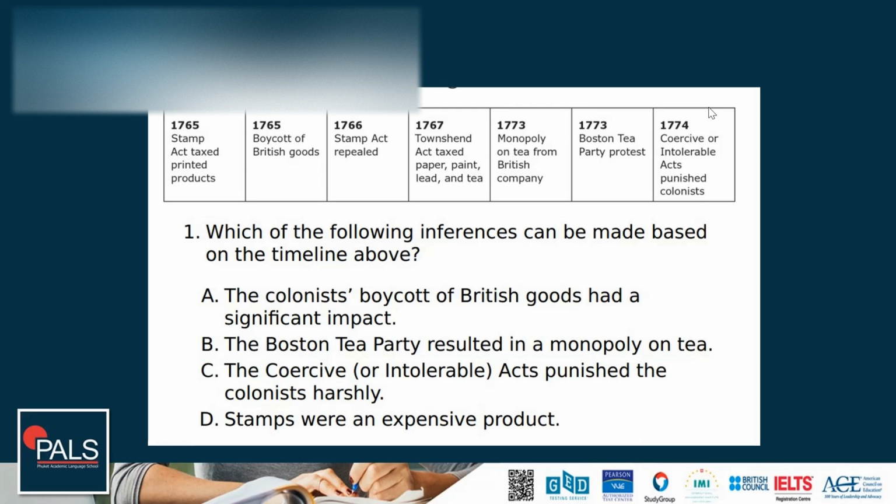The Boston Tea Party did not result in a monopoly on tea. The Boston Tea Party was the result of the monopoly on tea. B is not possible. Watch out for these tricky wordings in the sentences and questions. These are meant to make sure you truly understand the material.